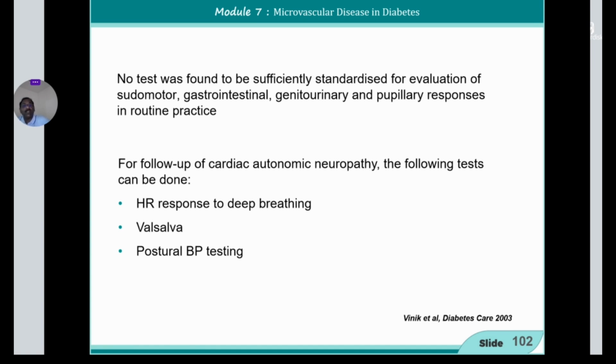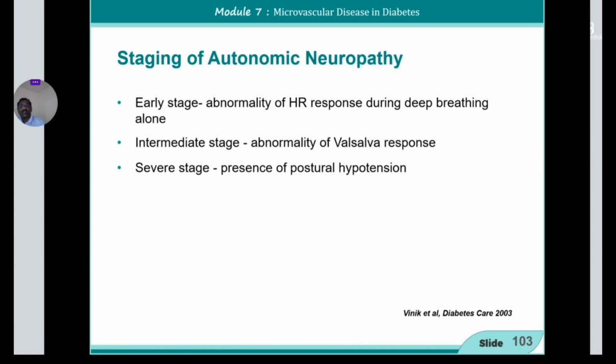For follow-up with cardiac autonomic neuropathy, the following tests have to be done: HR response to deep breathing, Valsalva, and postural BP testing. Staging of the autonomic neuropathy. In the early stage, there is abnormal heart rate response during deep breathing alone. Intermediate stage, a Valsalva response abnormality. And severe stage, a postural hypotension. So the presence of postural hypotension means the patient is in severe autonomic neuropathy.